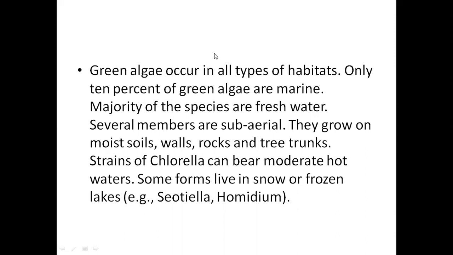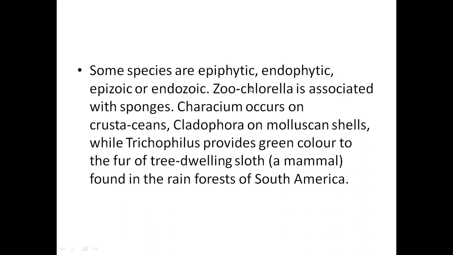In lichens, which are a symbiotic relationship between fungus and algae, most of the algae are green algae. Some species are epiphytic, endophytic, epizoic, endozoic. We have discussed that. Zoochlorella is an alga that is associated with sponges. Caracium is found on crustaceans. Crustacean is a category of animals. Cladophora is found on molluscan shells.